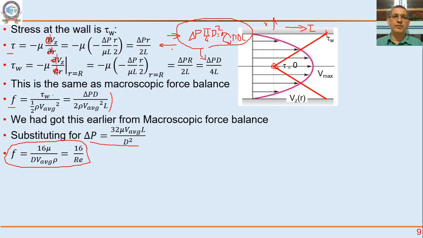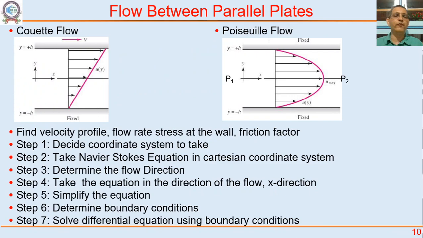Okay, let's take some more examples. Flow between two parallel plates. Imagine that there is a plate here and another plate here. Now we are going to look at two cases. One case where the top plate is moving to the right with a velocity v and the bottom plate is stationary. Second case is two plates and I apply a pressure difference between the two, P1 minus P2. P1 is higher, P2 is lower, liquid goes from left to right. The first is called Couette flow, and the second is called Poiseuille flow.